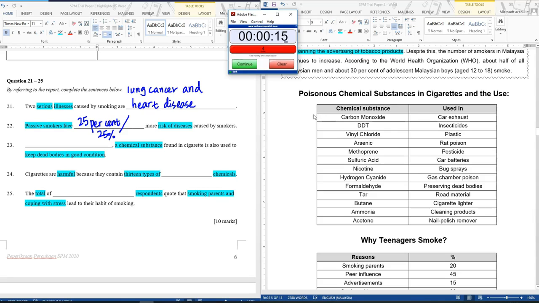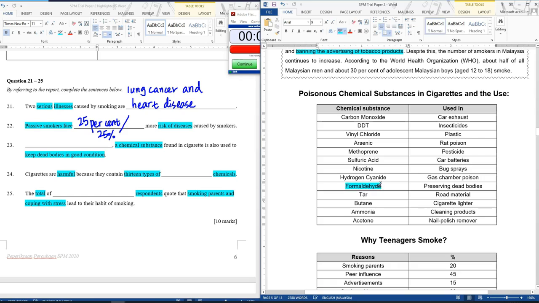Alright, so let's look at the answer. What is the chemical substance that is used to keep dead bodies in good condition? If you answered formaldehyde, then you are correct. As you can see here, you can find the keyword preserving dead bodies, which is the same as the keyword that you see here. Dead bodies, and the meaning of preserving is you keep something in good condition. So the answer for this one would be formaldehyde.